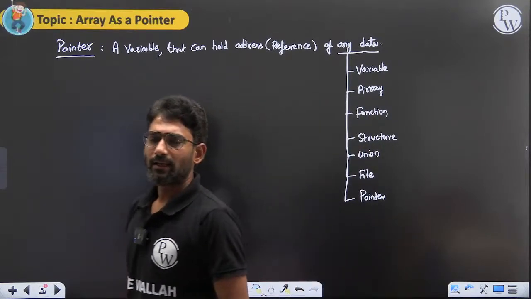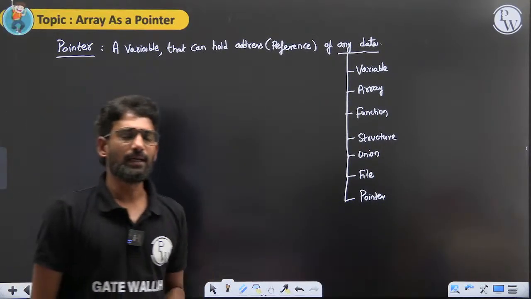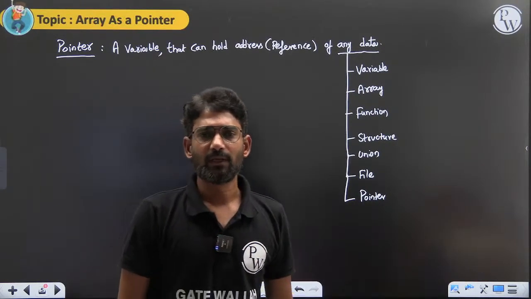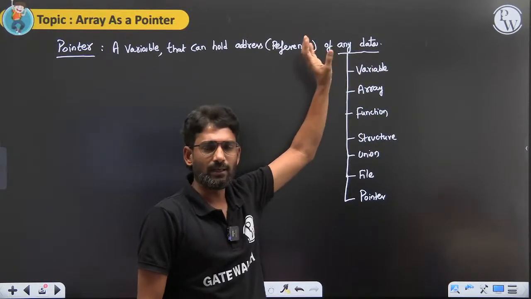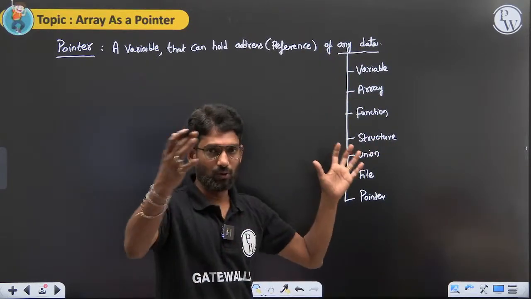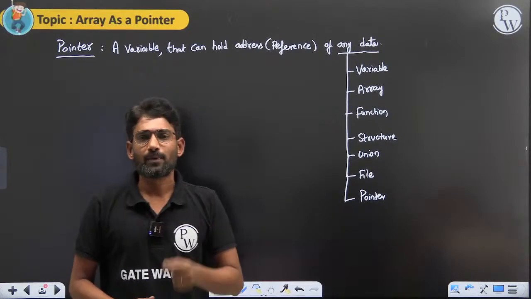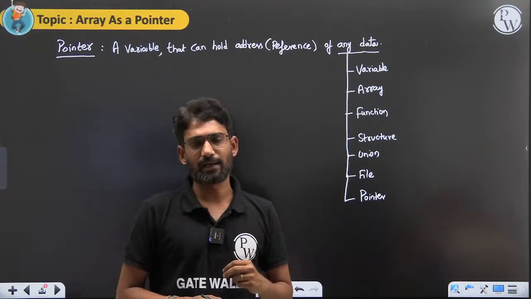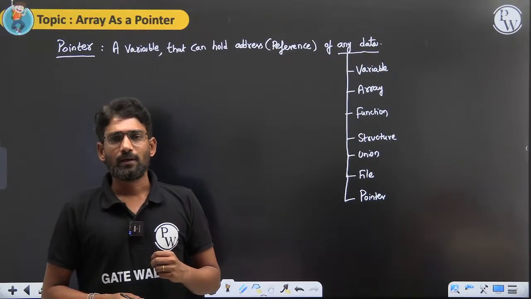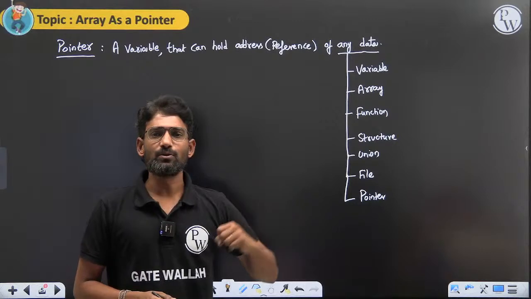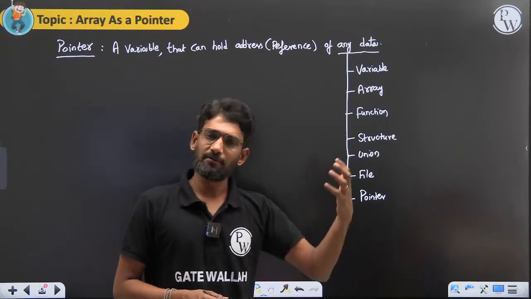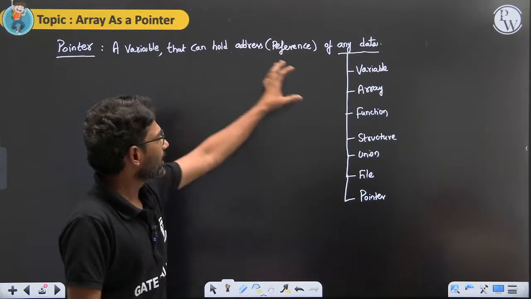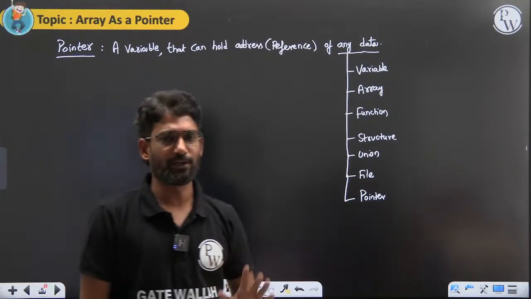So a pointer need not point to only one single simple variable. It can point to a variable, it can point to a whole array, it can point to one element of the array, it can point to a function's starting reference address, it can point to a structure or union or file, or even another pointer. So this could be the complete definition we can say for a pointer.